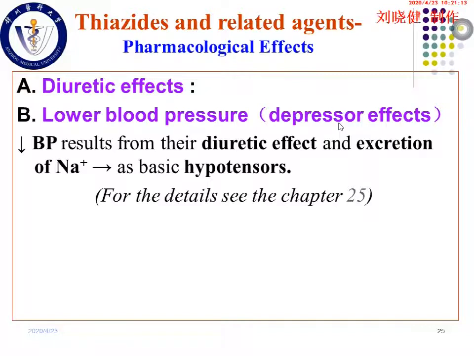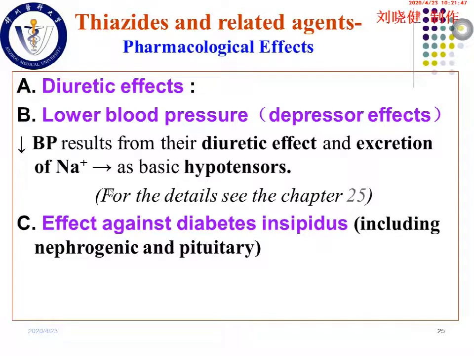So in the muscle cells, they induce vasodilation. So they work as basic hypotensors. For the details, see chapter 25, antihypertensive drugs. In that chapter, you will study many antihypertensive drugs, including diuretics. Here, it mainly means thiazide works as an antihypertensive drug.